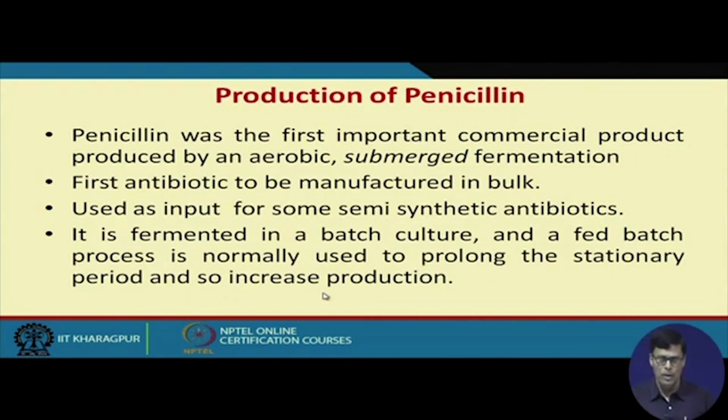Let me tell you that in the penicillin fermentation process, the beta-lactam group is produced, but the actual production of penicillin depends on the precursor. We have seen that the R group is different for the different types of penicillin. So in the fermentation process we usually produce two types of penicillin: one is penicillin G, another is penicillin V. For the production of penicillin G, we use phenylacetic acid.